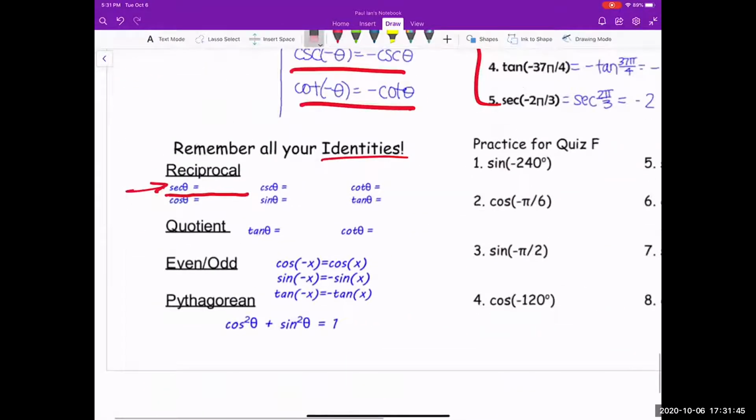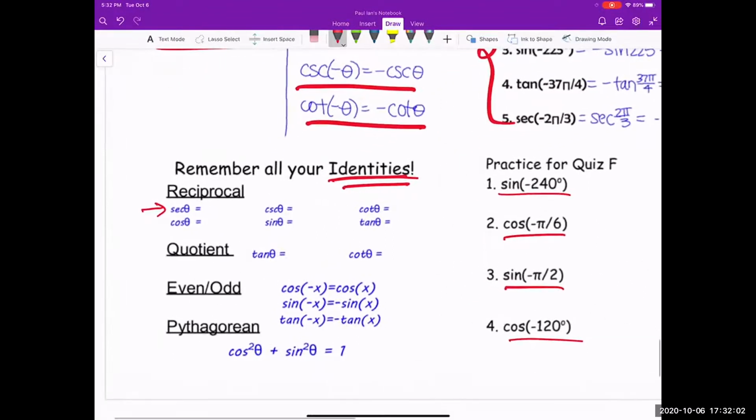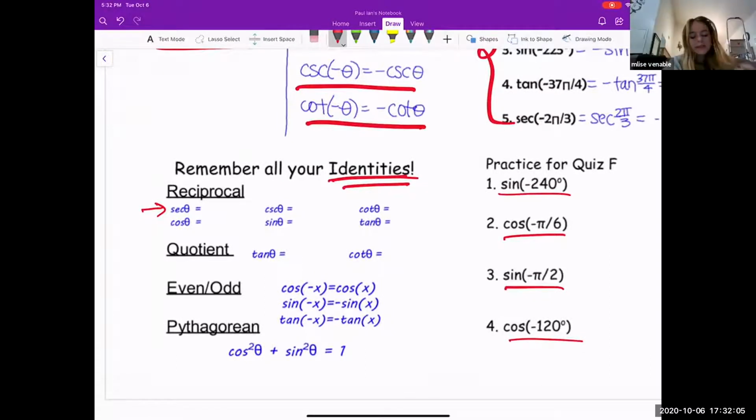Okay. So a lot of times when it's asking for the identity, it's pretty general. You're not being asked what the angle is to evaluate, right? You're not being asked to evaluate. You're being asked what is the identity. That's pretty clear. So what is the secant of theta? So it's 1 over cosine?